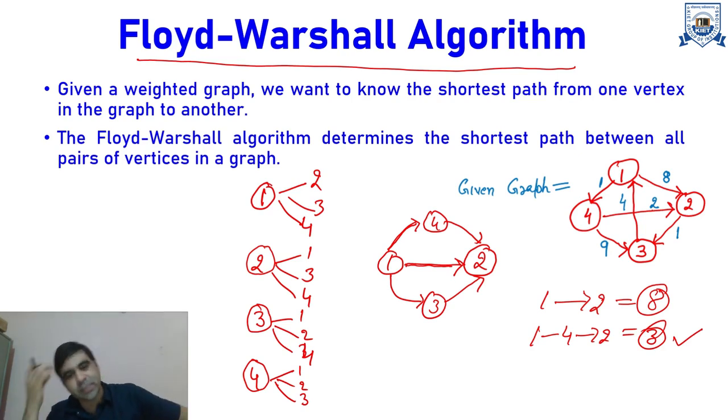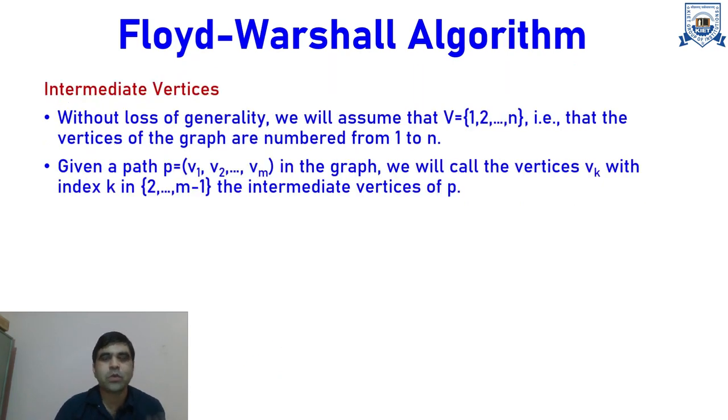The basic strategy used in the Floyd-Warshall algorithm is called dynamic programming. In dynamic programming, we break the problem into smaller problems recursively and take certain decisions. We'll see how. We'll assume that all the vertices of our graph are numbered from 1 up to some value n.